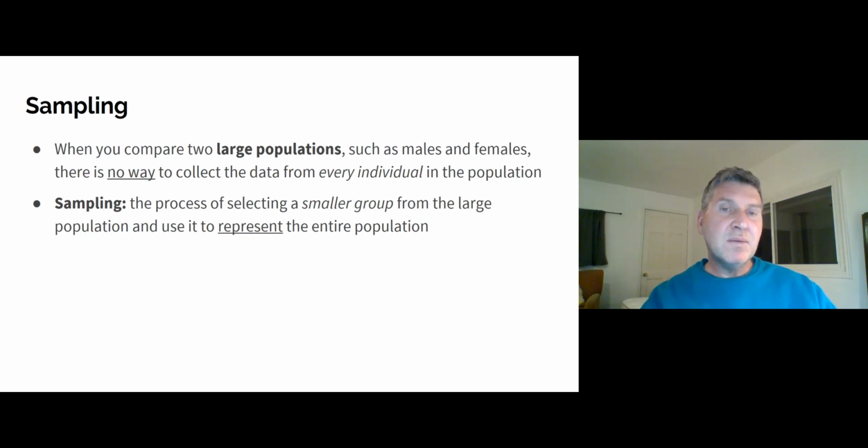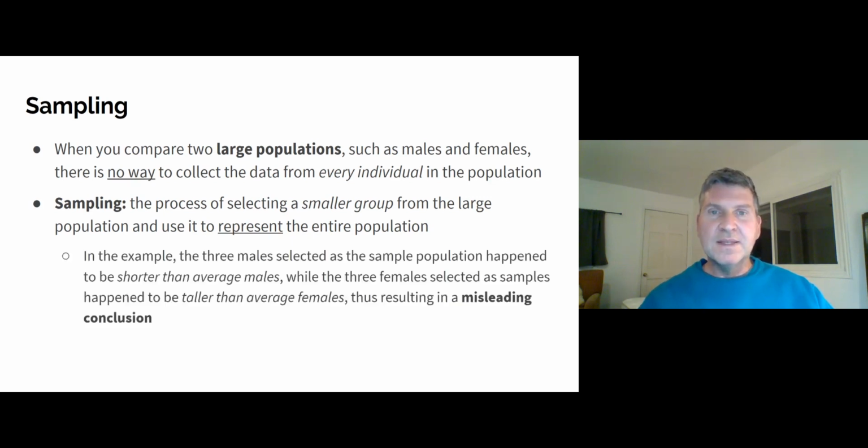So the keyword here is represent, because we want to make sure it represents the average, so the bell curve for the population and the bell curve for the sample should look identical. So in that example, we had 3 males and they happened to be shorter than the average male, but the 3 females happened to be taller than the average female.